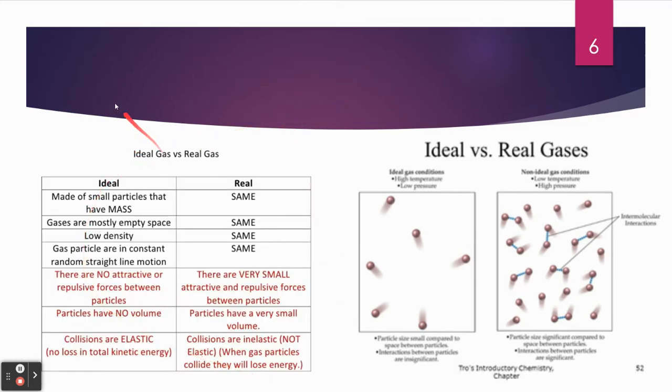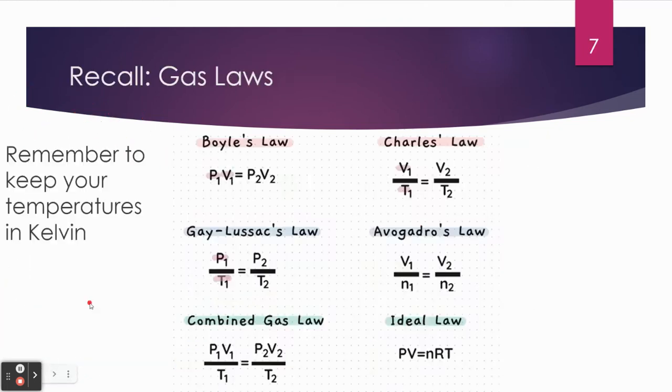This final table here just summarizes ideal gases and real gases. Do take a quick look at it so you understand the difference between ideal and real. Real gases are the gases that actually exist. Ideal are the assumptions that we make just to make our explanations of observations easier and our calculations easier, because we're able to make these assumptions to simplify things a little bit.